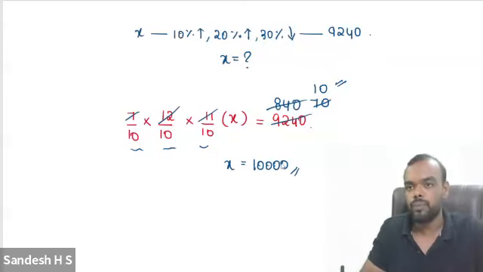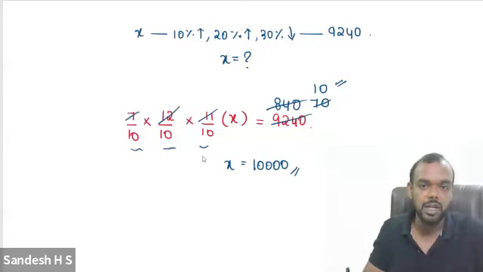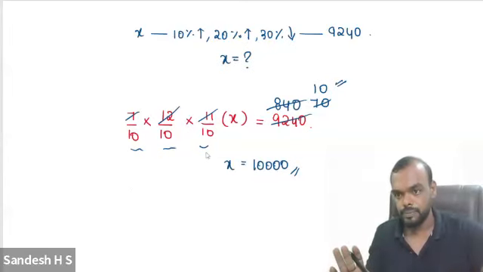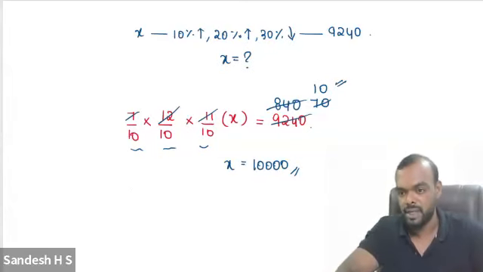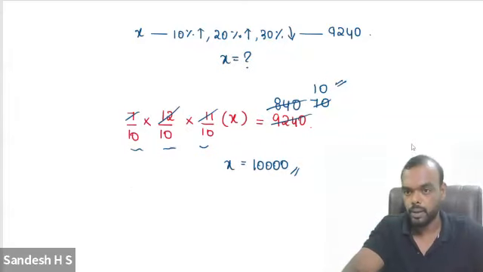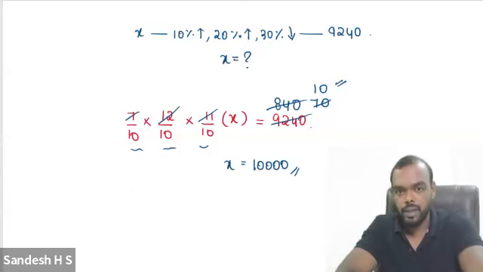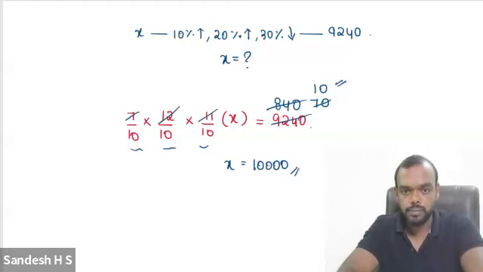So if it gives you final population and asks original population, this is how you have to calculate. Am I clear with this, everybody? Please confirm. Understood? Very good. Let us go to another question.